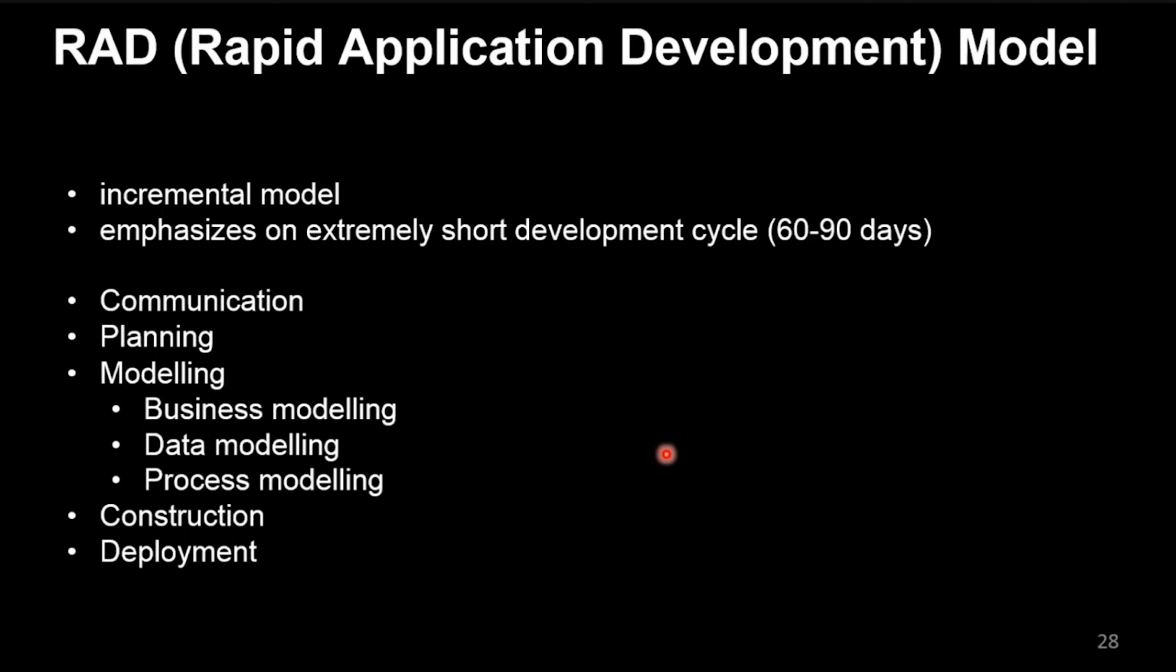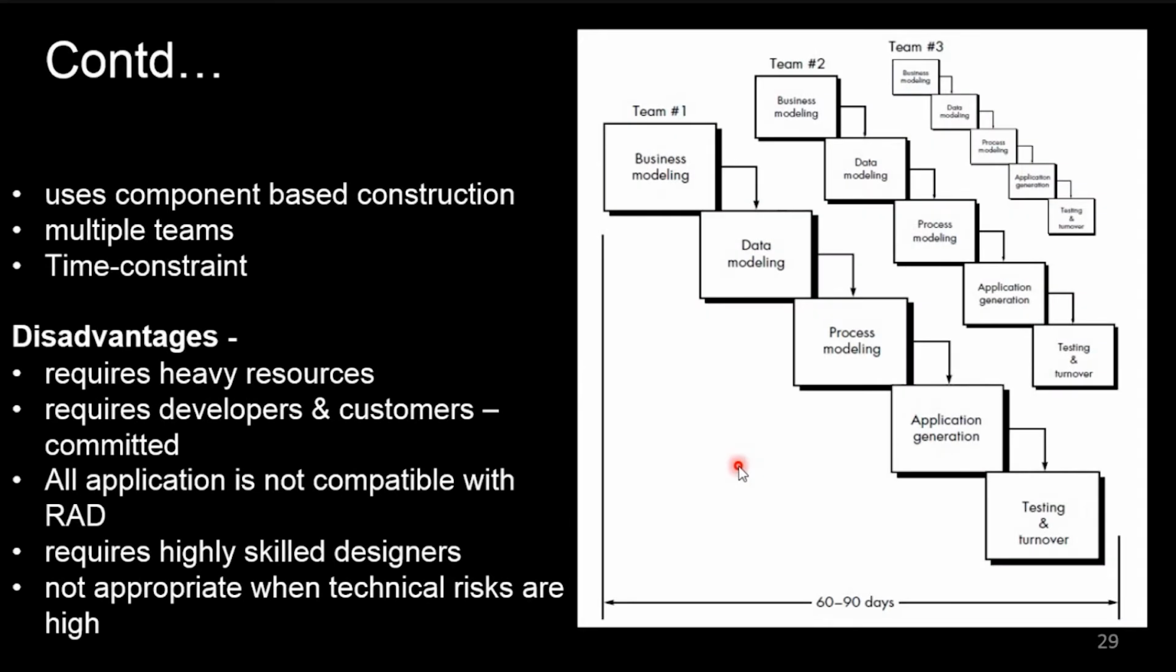Then the next one is the modeling phase. After planning, the developer tries to model the project. The modeling in the RAD model includes different types of modeling: business modeling, data modeling, process modeling, and after that, the application generation and testing phase.